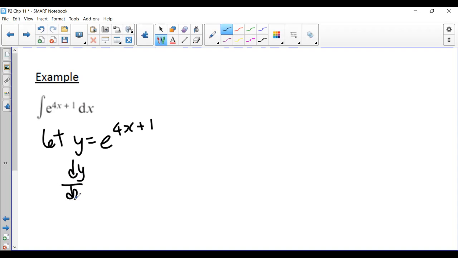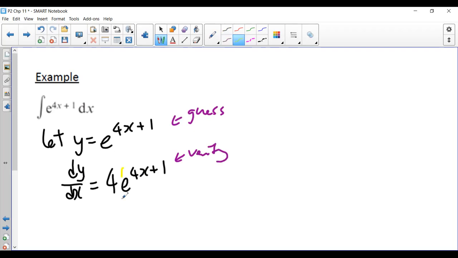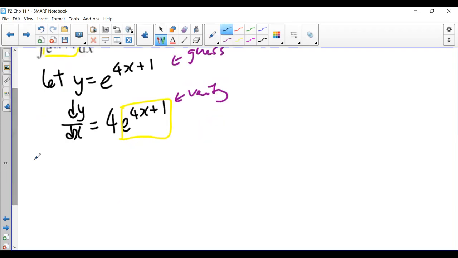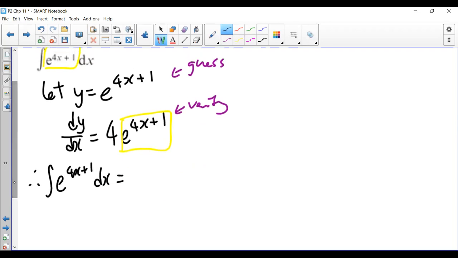So differentiate, dy/dx. Differentiate e^(4x+1): differentiate the power, which is just 4, so 4 times e^(4x+1). Again, this is my guess, and this step is to verify. I know my reverse chain rule works because that's the same as the original question. Therefore, the integral of e^(4x+1) dx equals, there was no 4, so I have to multiply by a quarter of my guessed answer, plus c.